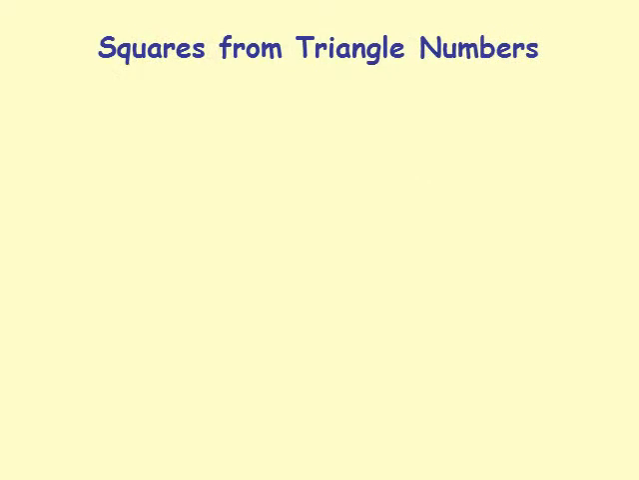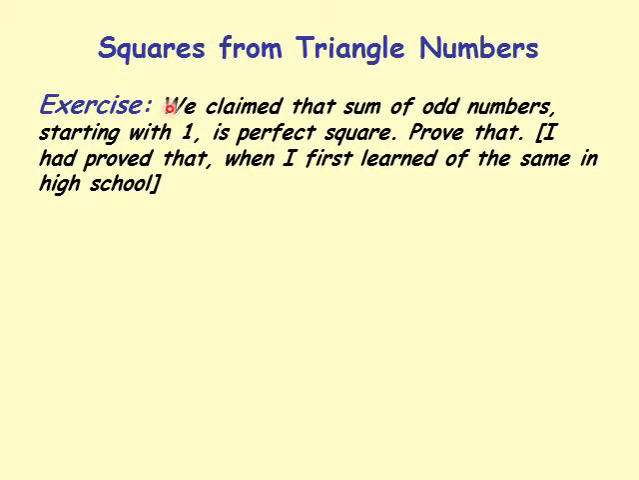Squares from triangle number now. Let's continue here. So we claim that the sum of odd numbers starting with 1 is a perfect square. Okay, that we already know. Okay, and you can prove that. I had proved that when I first learned of that in high school. So that I know to be true. So I did not go through the analysis here.